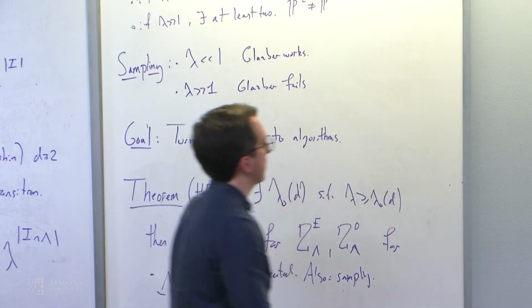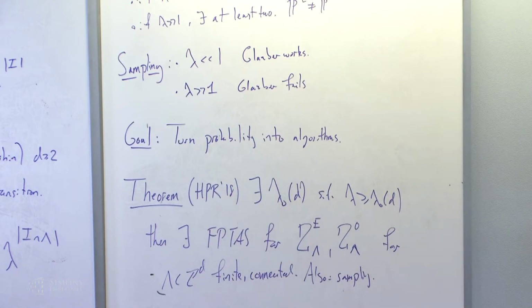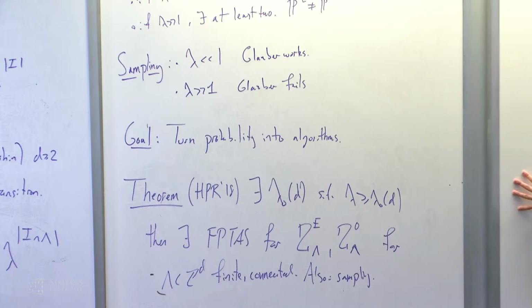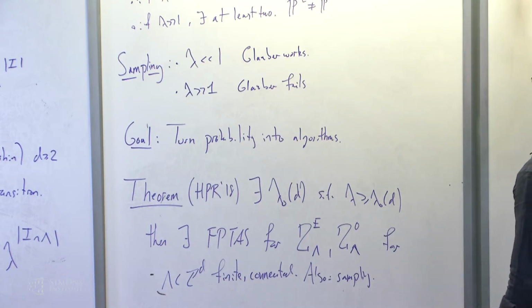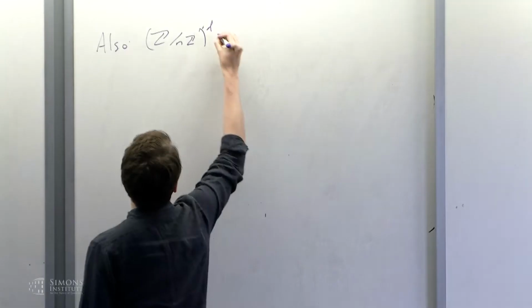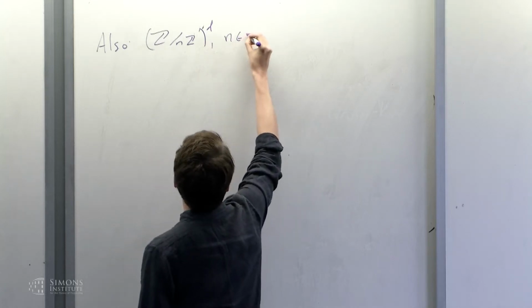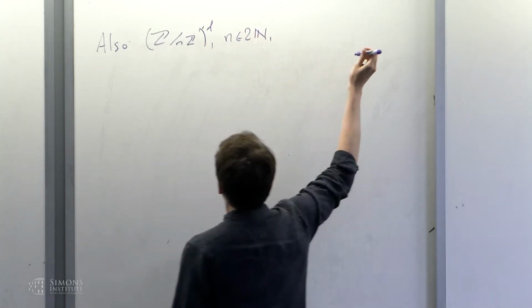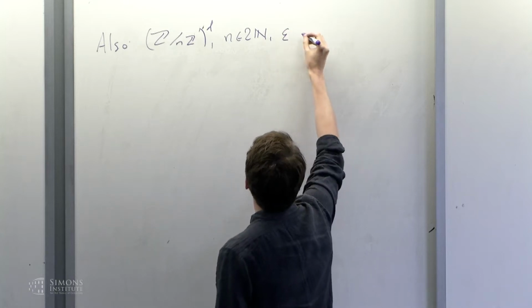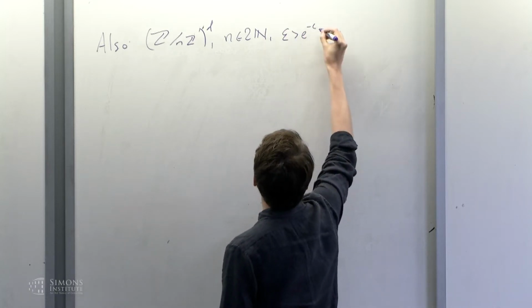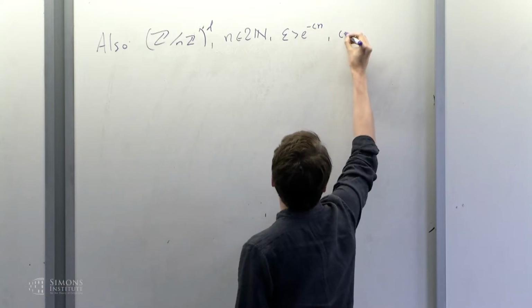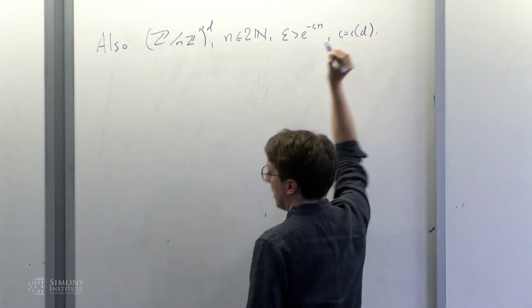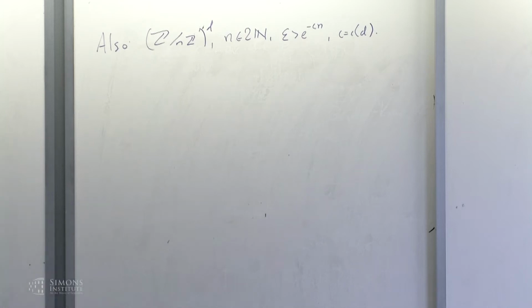And another thing that you might want to do, so also, you can do the torus, provided that n is even. And the error you want to make is at least e to the minus c, where c is some constant that depends on the dimension. Okay, so in all these contexts, we can approximate the partition function and we can sample.